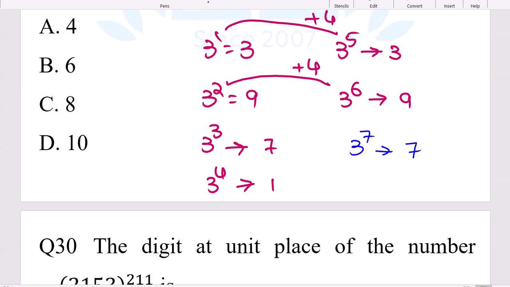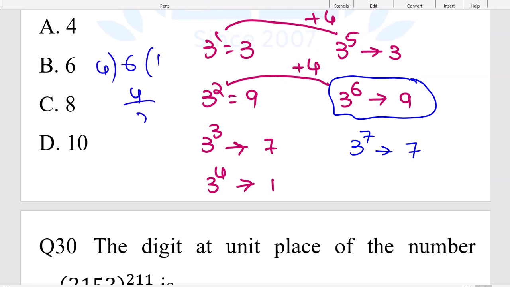Use our procedure. Divide the power with 4. For 3 power 6, what is the remainder? 2. 3 power 6 can be written as 3 power 2, that's why 9, same. You have to take the power, divide with 4, pick the remainder. If it is 1, 2, 3, directly put that in the power.